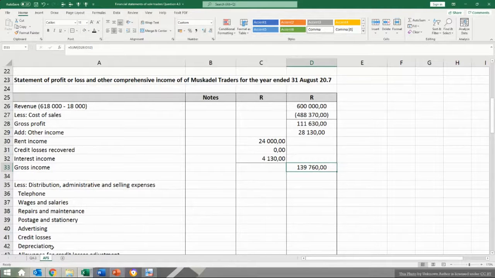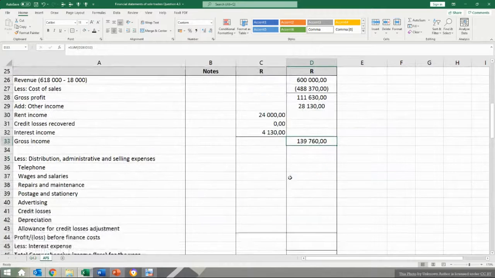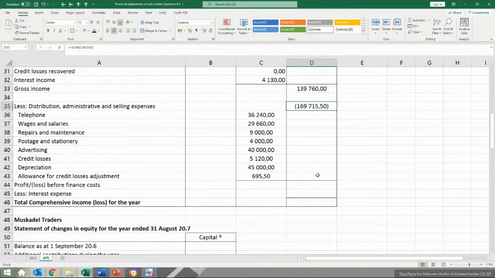Then for the expenses, we just transfer all of the amounts based on what's in here. So we've got telephone; the interest on mortgage we're going to show separately; wages and salaries, repairs and maintenance, postage and storage, advertising, credit losses, depreciation, allowance for credit losses. So we are basically just transferring those amounts directly from our trial balance to our calculation, and then we sum them all together to work out the total expenses for the period.